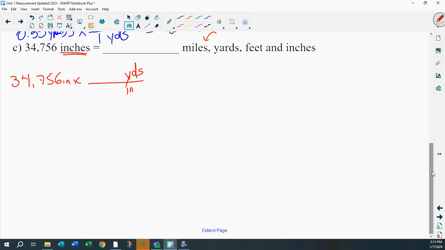Okay, so 36 inches makes 1 yard. Now let's convert this. Get rid of the yards now on the bottom. Bring the miles in. We know that this is going to be 1760. So we're going to divide this 34756 by 36 and 1760.